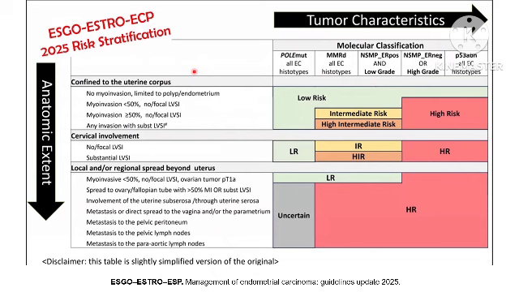The recent ESGO-ESTRO-ESP European guidelines include anatomical staging and tumor characteristics, including molecular classification, to risk stratify these patients. The main change in this 2025 update is that under the NSMP category, they have included ER receptor status. So if it is ER positive and low grade, mostly it falls under low risk to intermediate risk based on your anatomical staging. But if it is ER negative or high grade, it falls into the high risk category. I'll show you further slides on this.